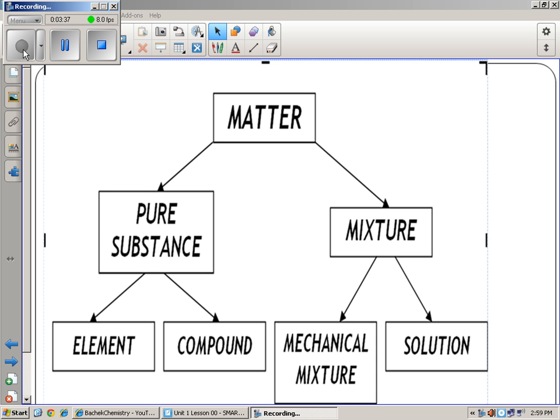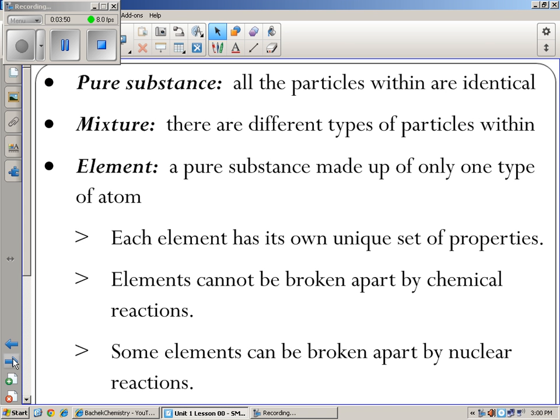So here we see matter is broken down into pure substances and mixtures. Pure substances contain elements and compounds. Mixtures are mechanical mixtures and solutions. So we'll go on and define a few of those right now here as we move along. So pure substance, of course, all the particles are identical within. Mixture, there are different types of particles within. And we'll go ahead and define element. So what is an element? It's a pure substance made up of only one type of atom.